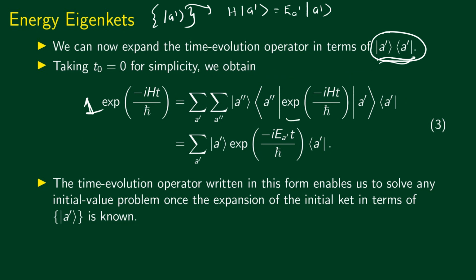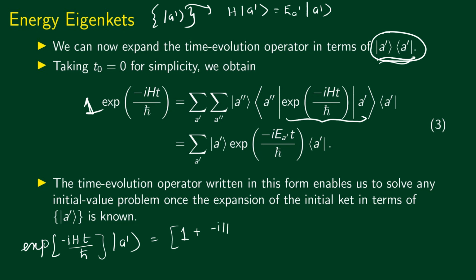Now let's look at this term, exponential of minus i H t divided by h bar acting on ket a prime. Let me write that term here. We can now use the power series expansion. So we can write this as the identity operator plus minus i H t divided by h bar, plus 1 by 2 factorial times minus i H t divided by h bar whole square, plus etc., acting on ket a prime.